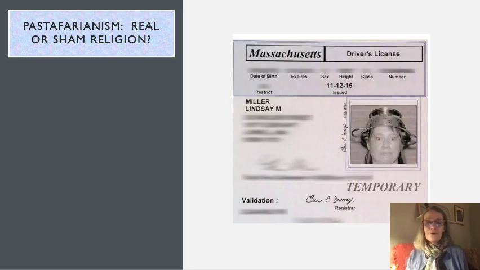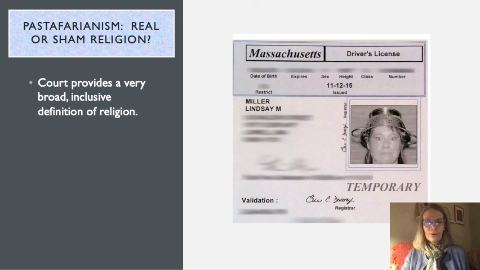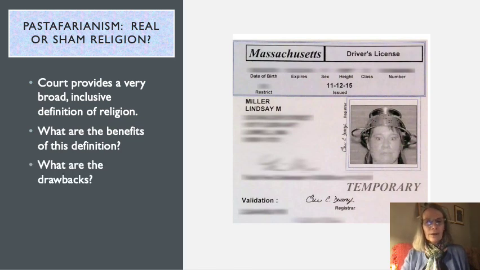And so that helps us understand why wearing a colander on your head and being a member of Pastafarianism is recognized as a religion by the court and deserving of First Amendment protections. So, as you learn, the court provides a very broad, inclusive definition of religion. But there are definitely some benefits to this definition. If the definition of religion is way too narrow, then some religious beliefs that are clearly religious beliefs would not receive religious protection by the Constitution.